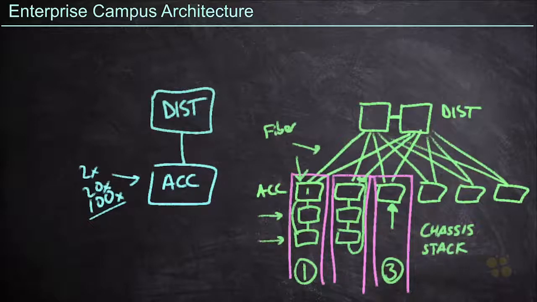Now we're going to be going into more detail on what exactly we expect out of distribution switches, and for that matter, what we expect out of access layer switches as well. We're going to be covering that in more detail throughout the course of this skill, but for now what we need to understand is how the access layer block is connecting to the distribution layer block.